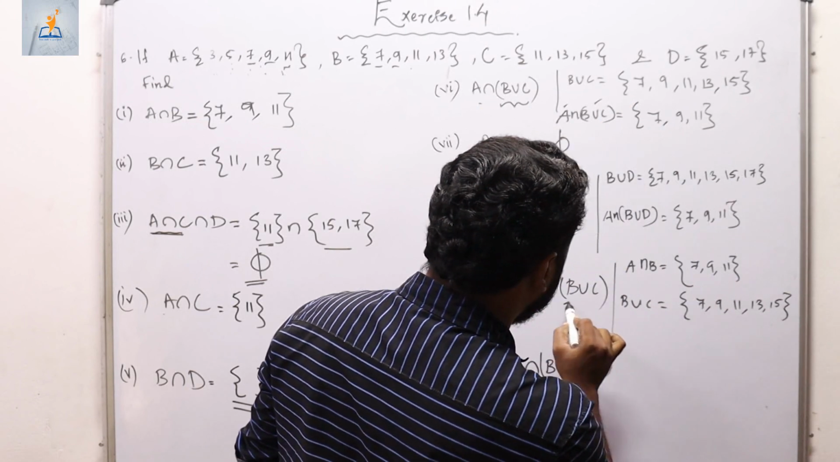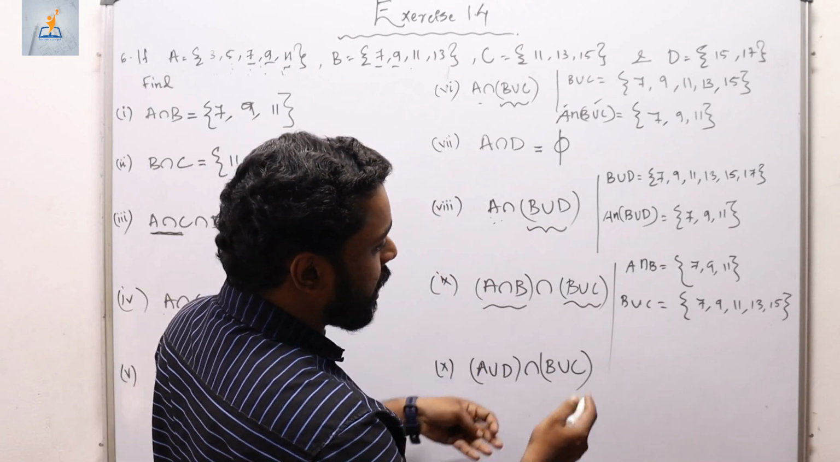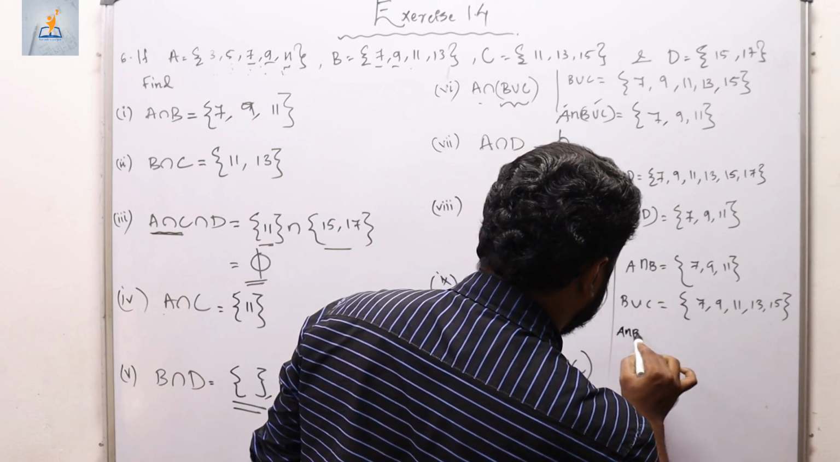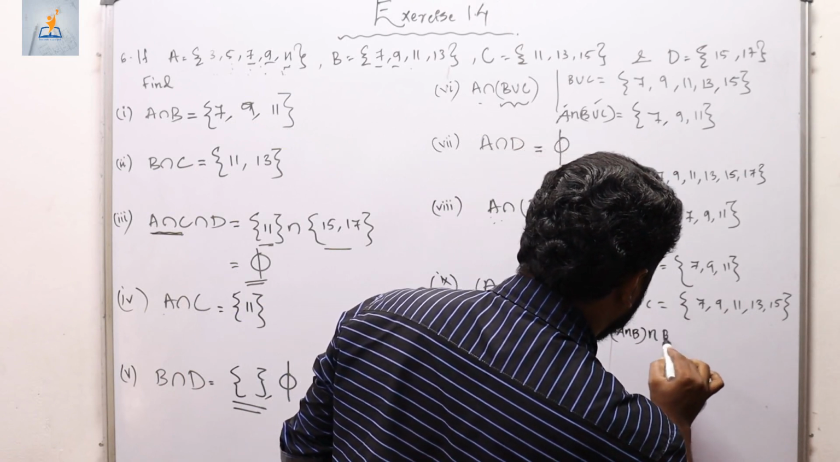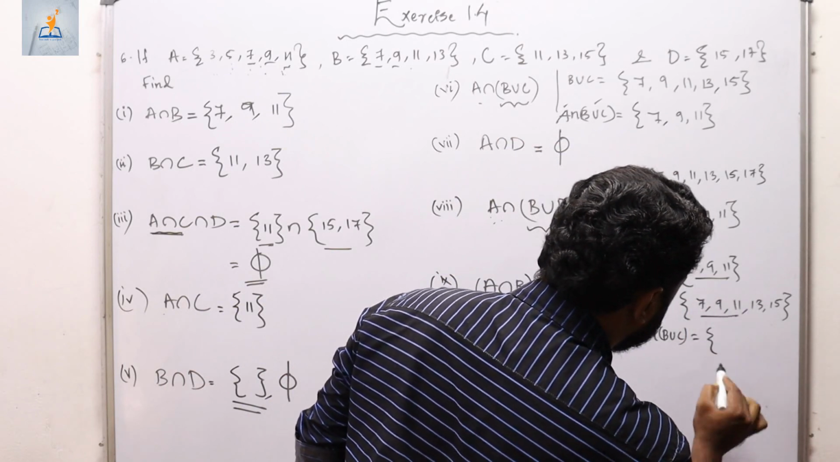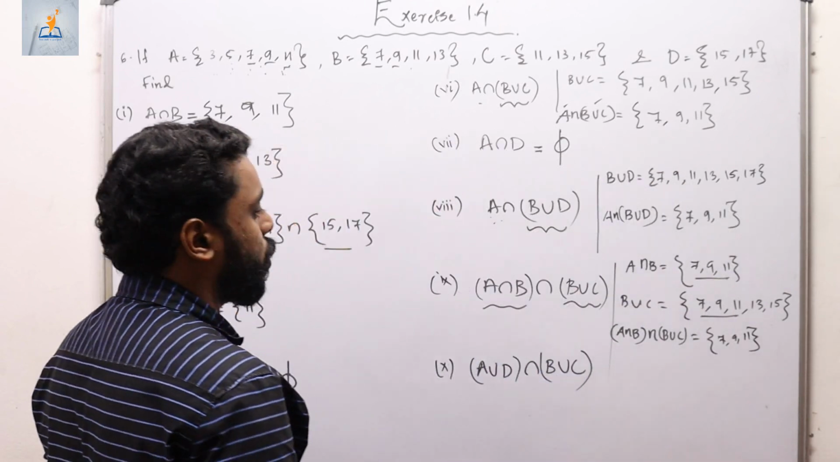Now we are going to take the intersection of A intersection B and B union C, which are the elements common to both sets, isn't it? Therefore, A intersection B intersection B union C is equal to the common elements 7, 9 and 11. So this will be the answer for the ninth one.